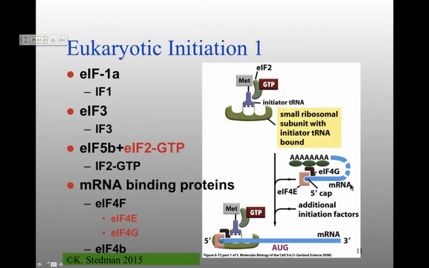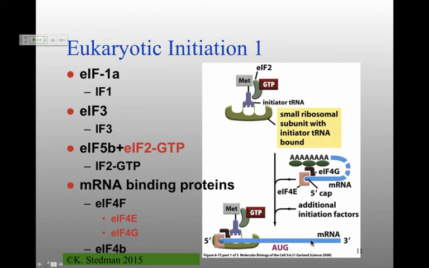eIF4E binds to the cap. So when you have export of your capped, spliced, tailed messenger RNA, it's got a cap on it. eIF4E binds to that cap. eIF4G makes a link between the cap and the poly A tail. And we'll see why this is maybe towards the end of today, maybe on Monday. But it's very important that this be a looped structure that you have here. These additional initiation factors, which they put in here, again, this is from our textbook.